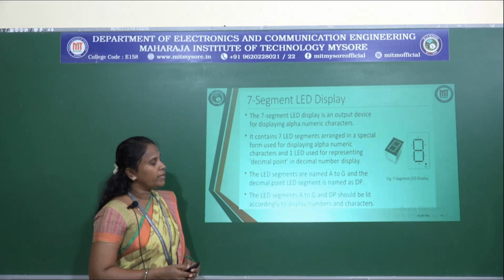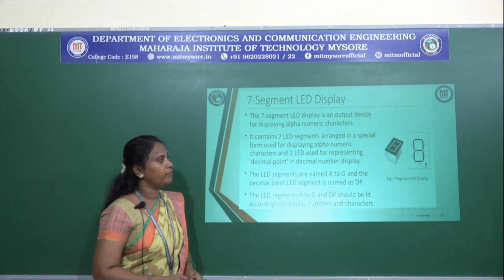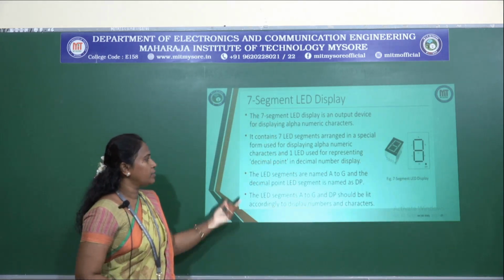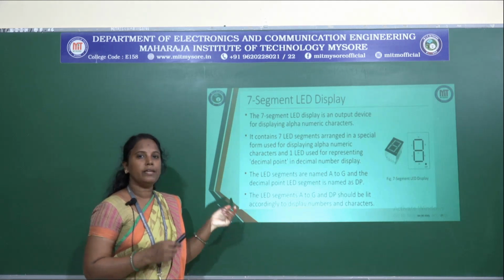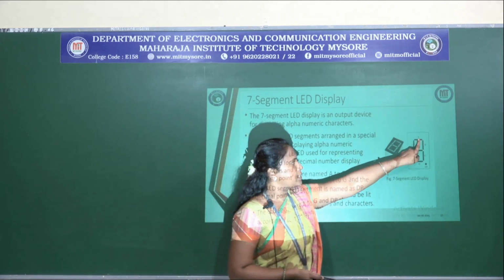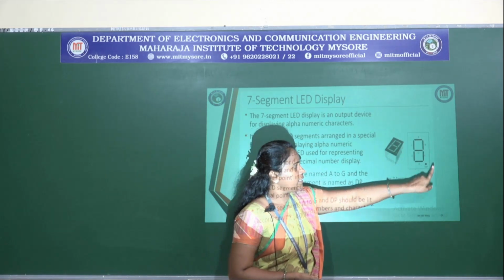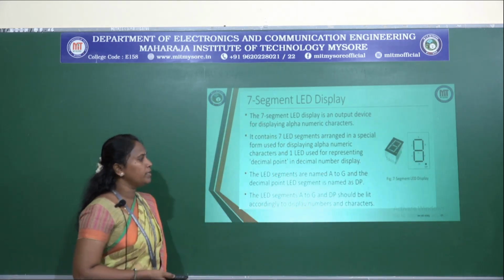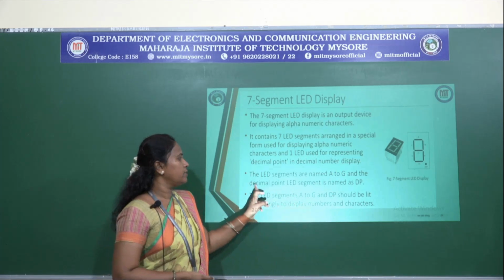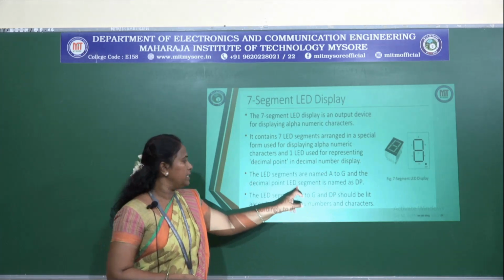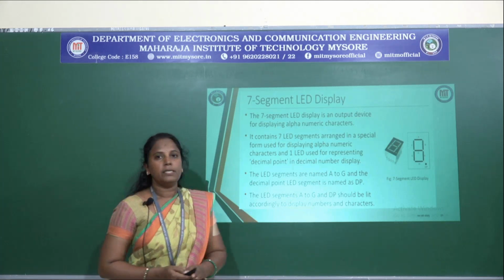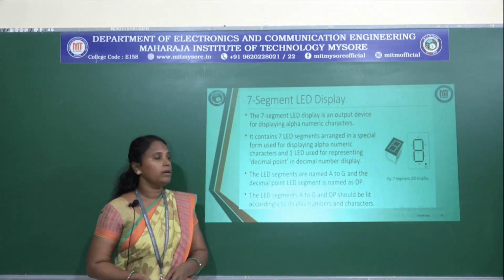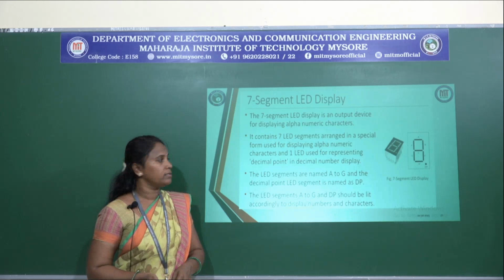This picture shows how we represent a 7-segment LED display. You can see we have a dot, which represents DP. The LED segments are named from A to G, so this represents A, B, C, D, E, F and G. Then one more is the decimal point LED segment, named DP, and depending upon the representation, it is going to display all its numbers as well as characters.